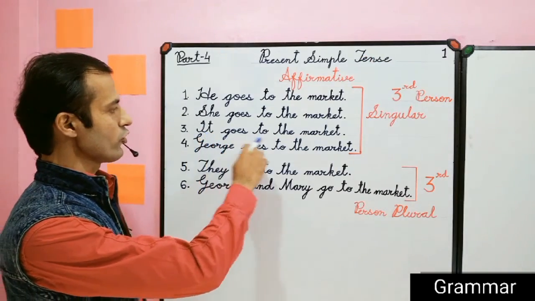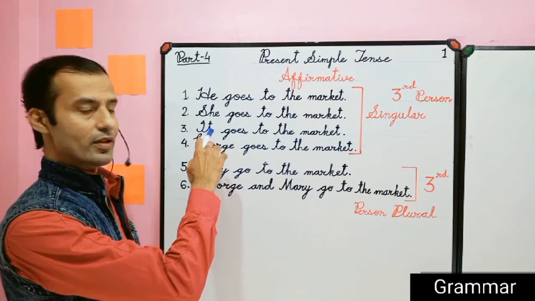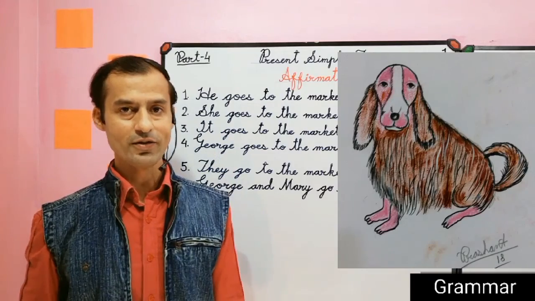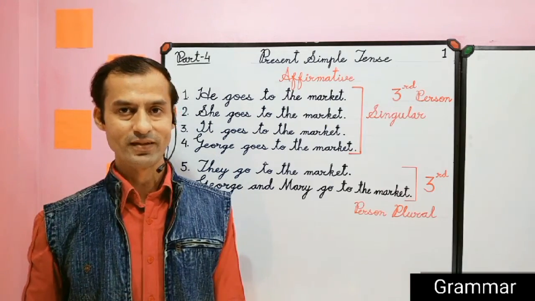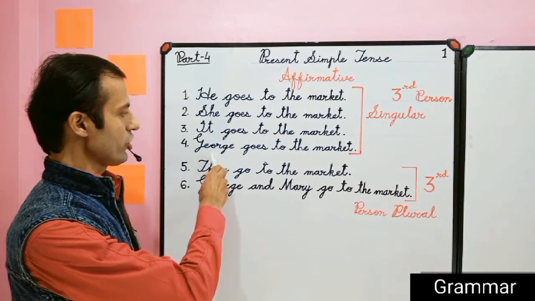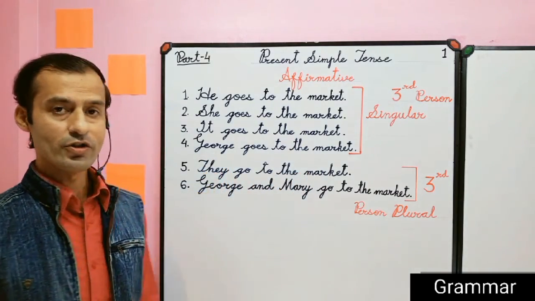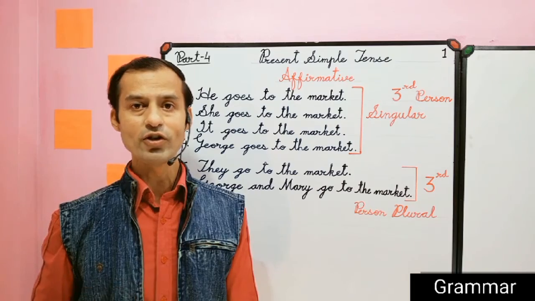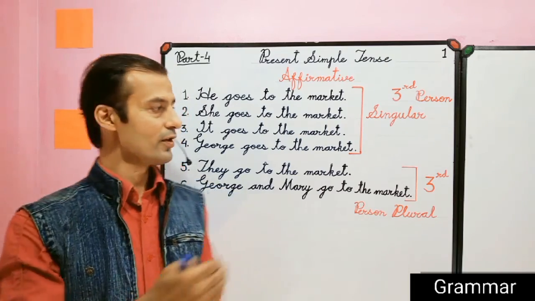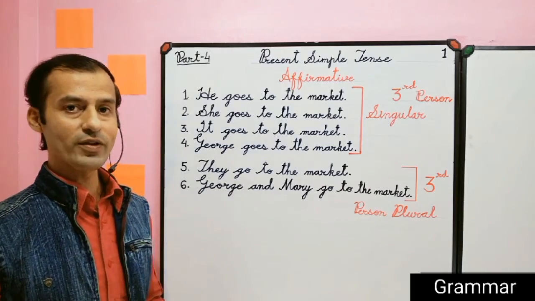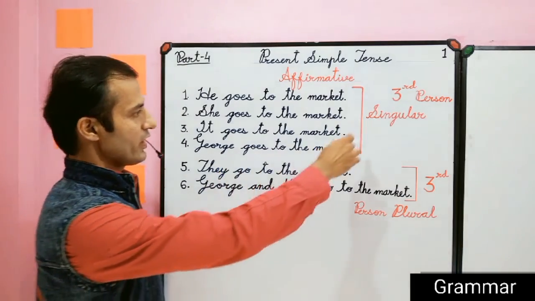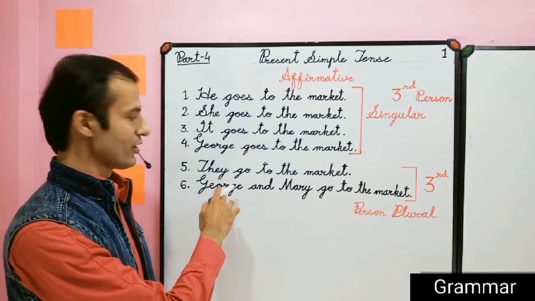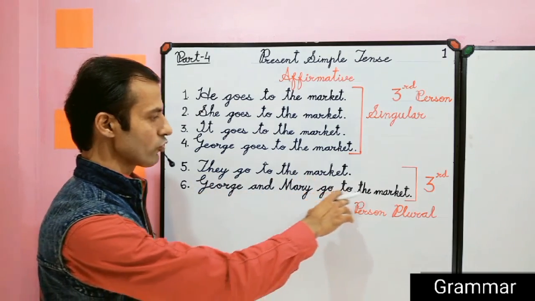And in this sentence, it goes to the market. So it is used to refer to an insect, animal, or thing. So it is therefore said to be the neuter gender. And this is George. George goes to the market. In this sentence, George is somebody's name, and George is used for an individual person. So George is said to be a proper noun. And they is plural because it contains two or more persons. So they go to the market, and George and Mary go to the market.